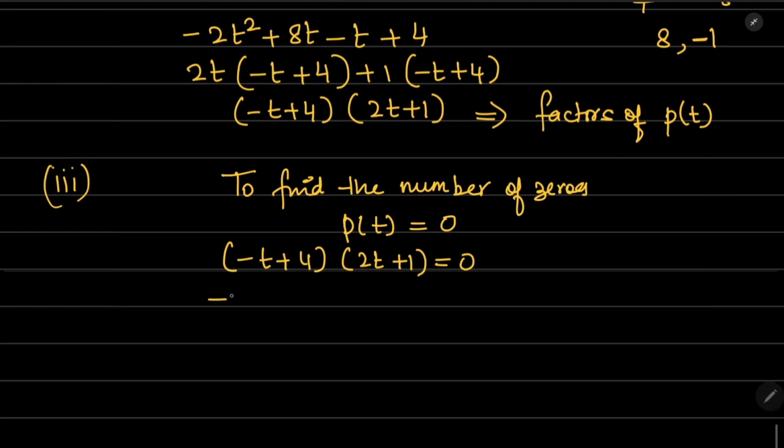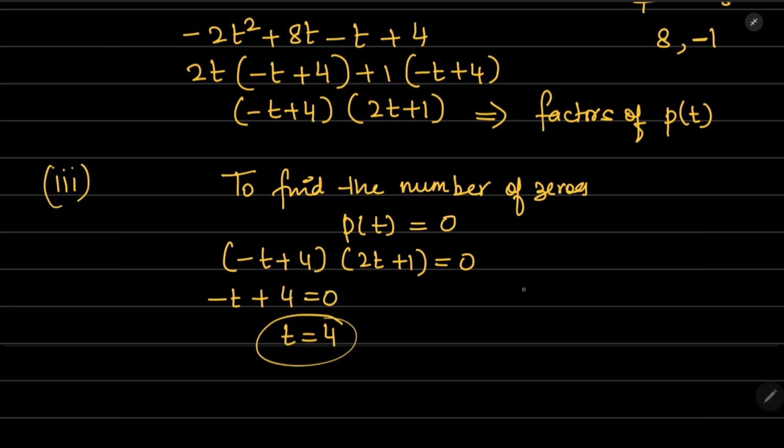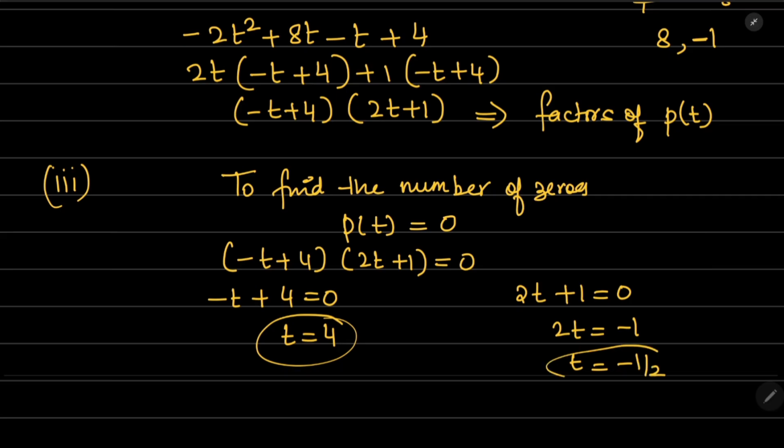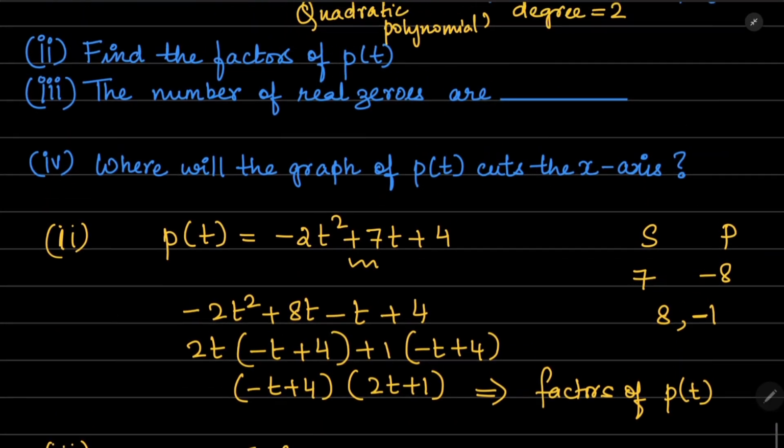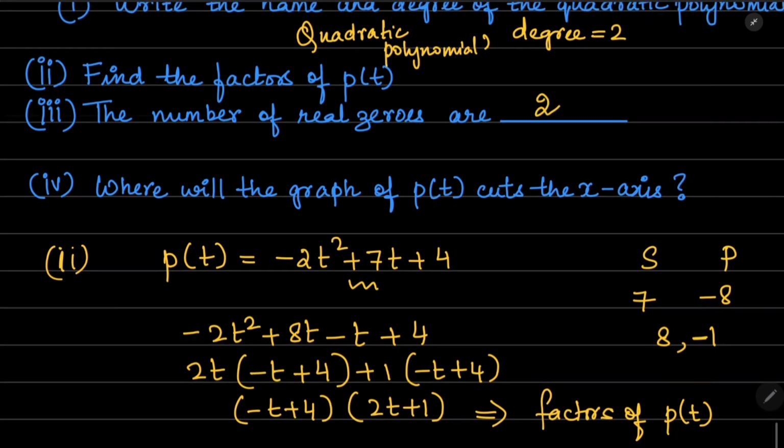So what do you get the value of t? Either minus t plus 4 equal to 0, which means t is equal to 4. This is 1 zero. Or 2t plus 1 equal to 0, which means 2t equal to minus 1 or t equal to minus 1 by 2. So how many zeros have you got? 2 zeros, right? This is one zero and this is the other zero. These are the zeros of the given polynomial. So the number of real zeros are 2.